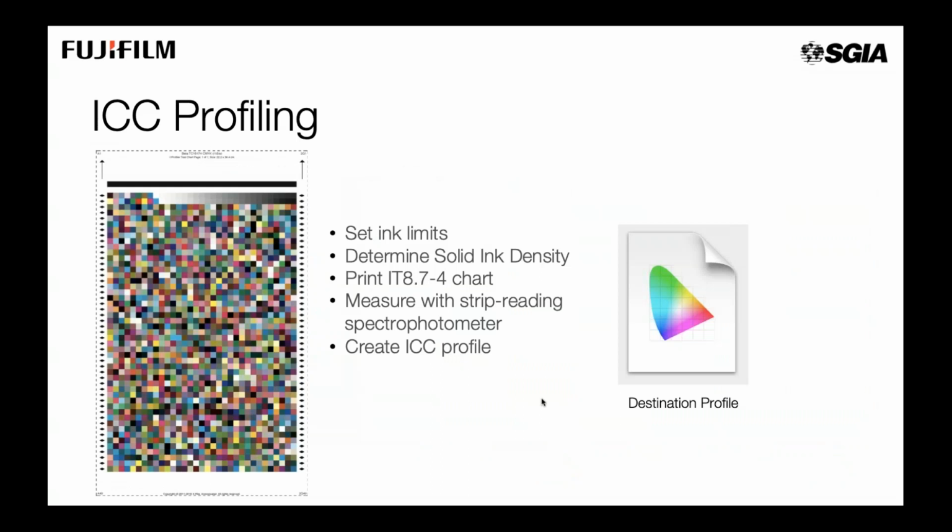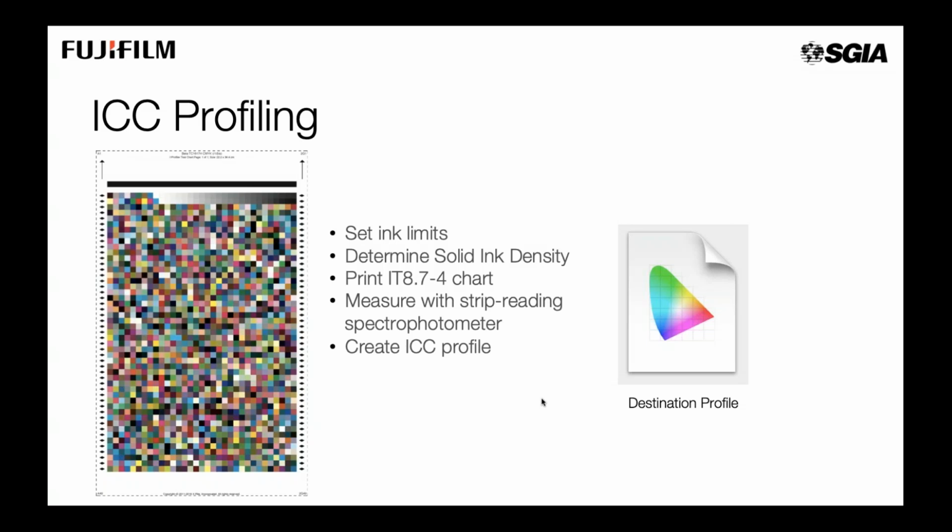So what we do is we create ICC profiles for the device itself. The first thing we need to do on an inkjet device is set the ink limits. I've got to run an ink chart that tells me how much ink I can actually lay down on the device. And I also have to determine the solid ink density for that particular device, meaning how much ink can I lay down once I've figured out the total. Now how much can I run to get the most productivity out of that device?